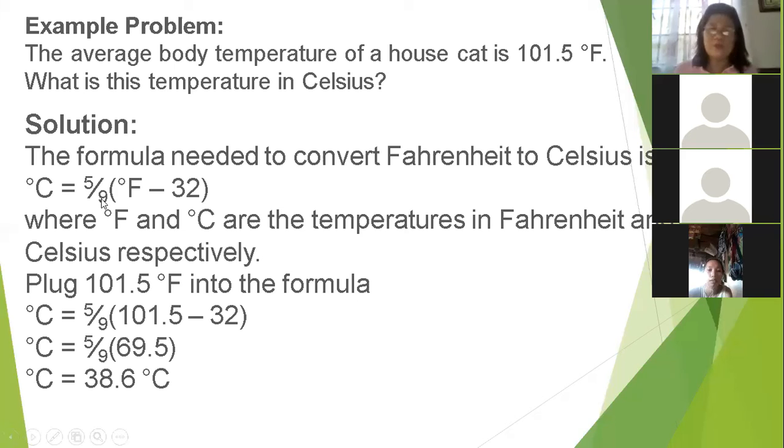Okay, we have this formula. Fahrenheit. Degree centigrade is equal to 5/9 multiplied by whatever is in Fahrenheit minus 32. So you substitute now your 101.5 here. Okay. So 101.5 minus 32, how much?